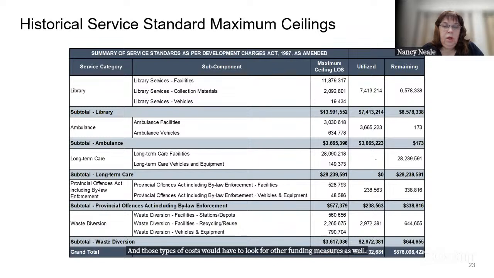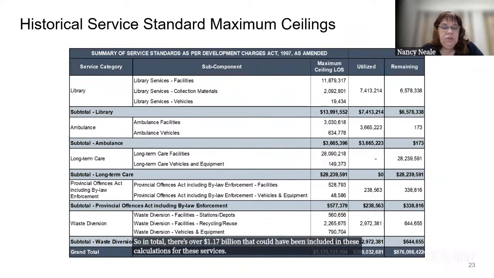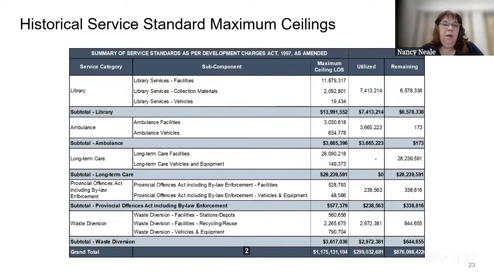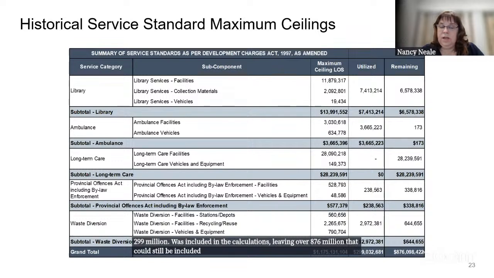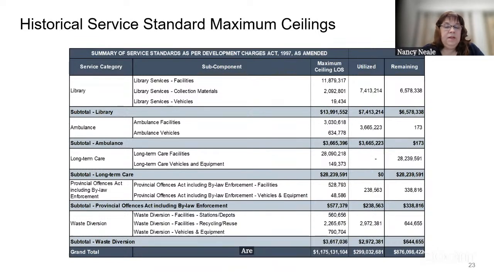So in total, there's over $1.17 billion that could have been included in these calculations for these services. $299 million was included in the calculations, leaving over $876 million that could still be included if additional works at some point in the future are identified as a need for growth. Next slide.